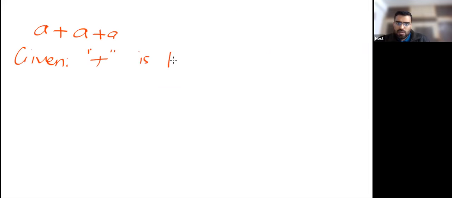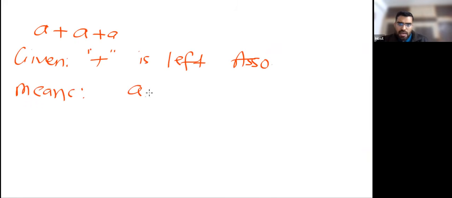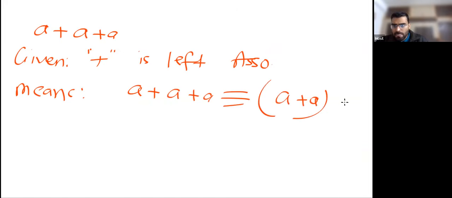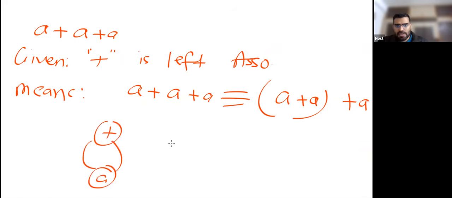So what is a plus a plus a? Let's see this. It is given that plus is left associative. What does it mean? It means a plus a plus a is the same as (a plus a) plus a. So first you do a plus a. You have a. Now you do a plus a.